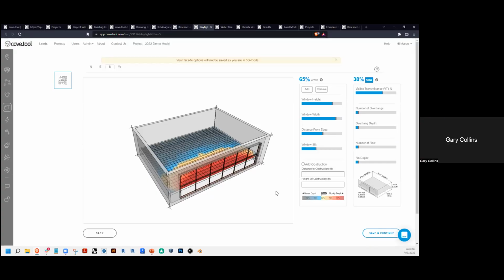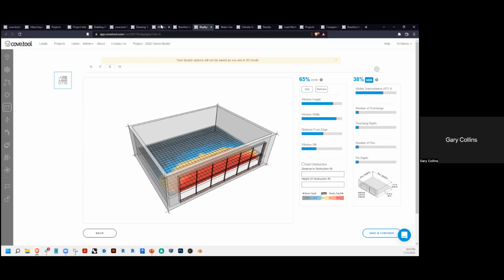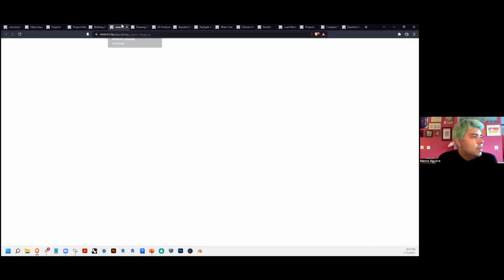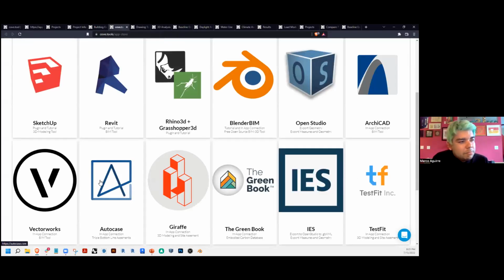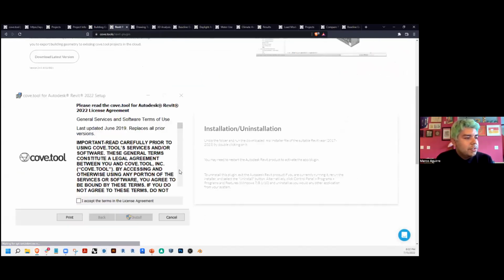Is it compatible with all the major CAD platforms? Yeah, so Revit, SketchUp, Rhino, ArchiCAD, and then a couple of other ones. Got it. Yeah, and then there's video tutorials, articles, all that stuff.